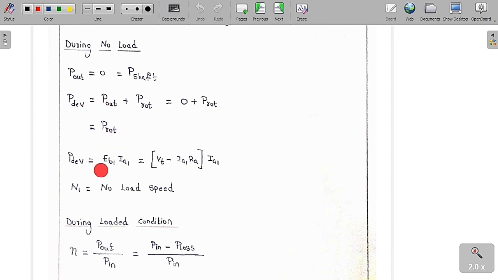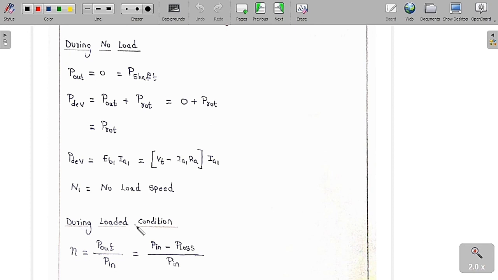Power developed is equal to EB1 into IA1 for case 1. EB1 is nothing but VT minus IA1 into RA, into IA1. VT is a constant. N1 is called the no load speed. At no load, the rotor is going to rotate at a speed of N1.